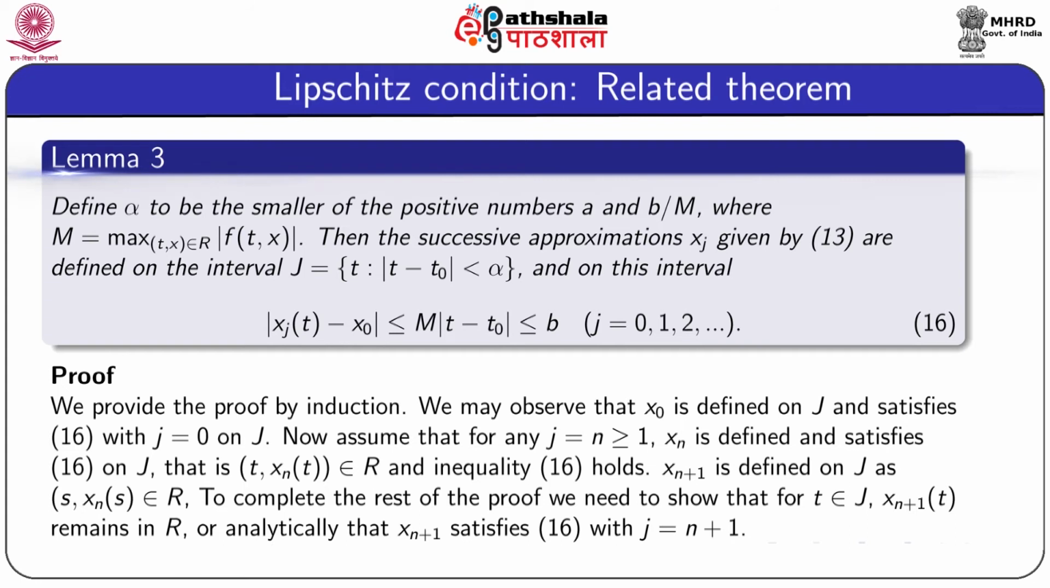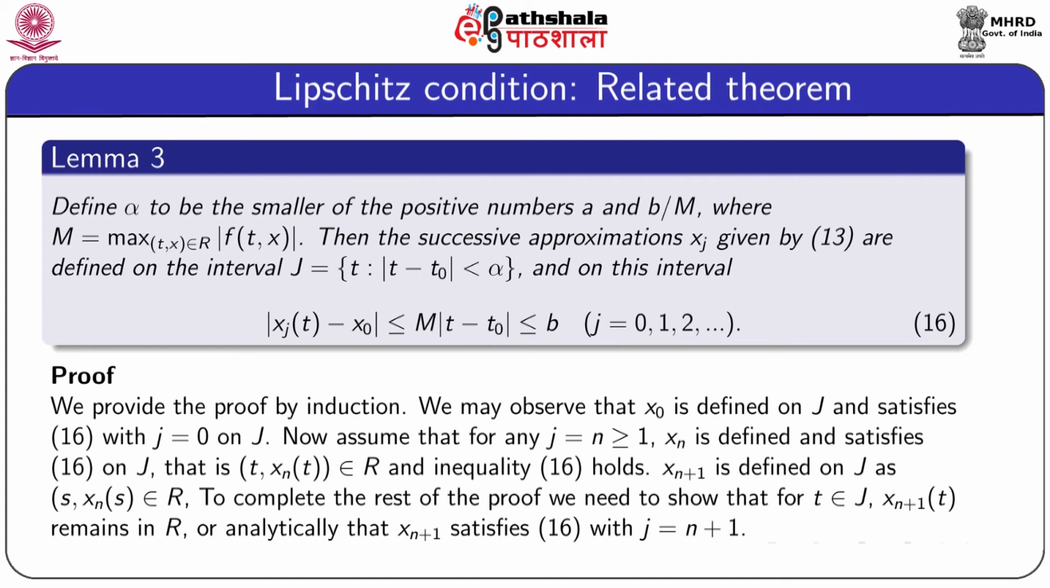Lemma 3. We define alpha to be the smaller of the positive numbers a and b by m, where m is equal to the maximum of mod f(t, x), with (t, x) belonging to the rectangle R. Then the successive approximations x_j given by 13 are defined on the interval J, which is defined as t such that mod of t minus t_0 is less than alpha, and on this interval mod of x_j minus x_0 is less or equal to m mod of t minus t_0, less or equal to b, where j equal to 0, 1, 2, and so on, given by equation 16.